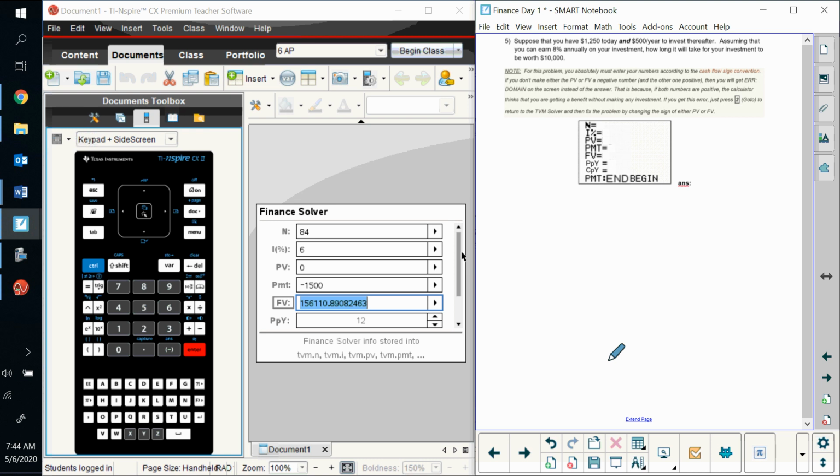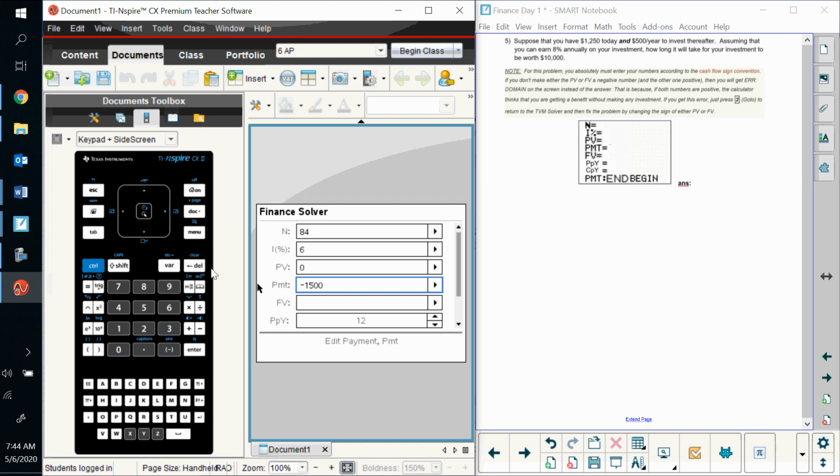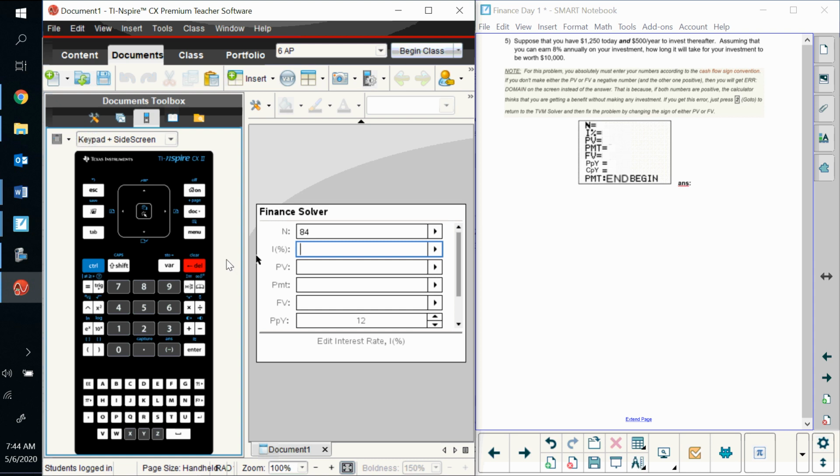Okay, next, suppose that you have $1,200 today and you're investing 500 a year. Assume that you get 8% annually. How long will it take for the investment to be worth $10,000? So let's delete these out so we can start fresh.